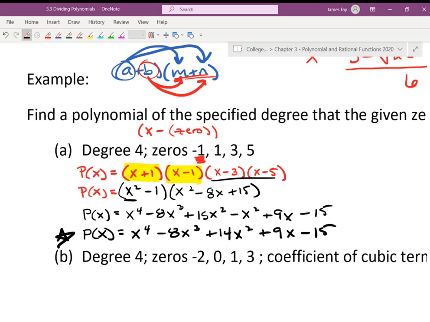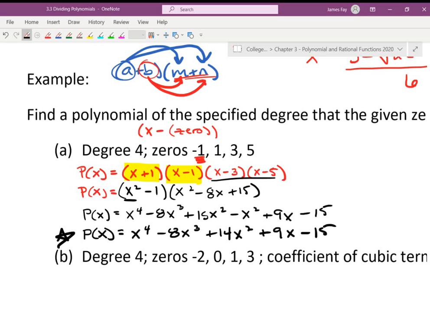those zeros as well. This is the only one that goes through those zeros and has a y. What would the y-intercept of this one be? -15. That's the only one of all the infinite different polynomials that have those zeros that would go through -15 on the y-axis.